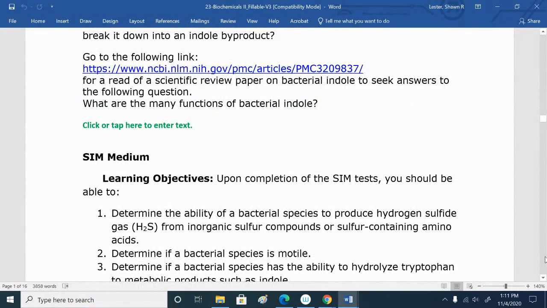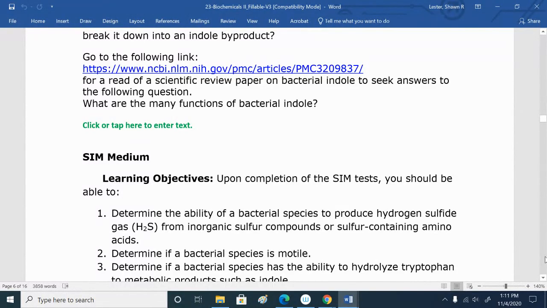So remember, indole is an end product that we can test for. It apparently does serve some other important functions inside a cell, which is why cells actually make it. And we use the tryptone broth, which contains a lot of tryptophan, and the enzyme tryptophanase can convert tryptophan into indole.